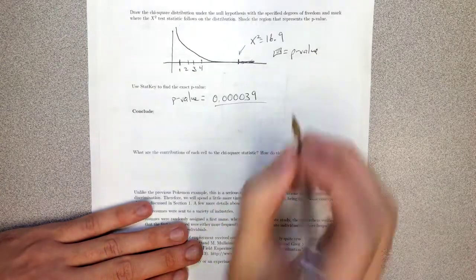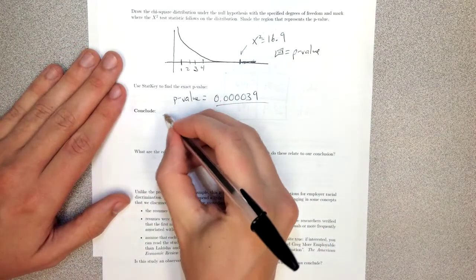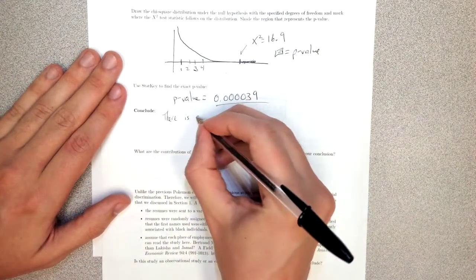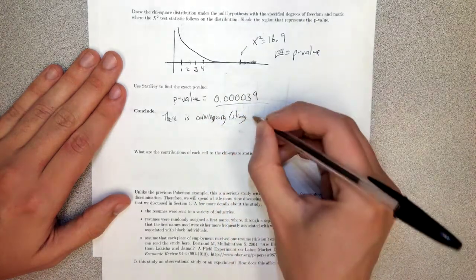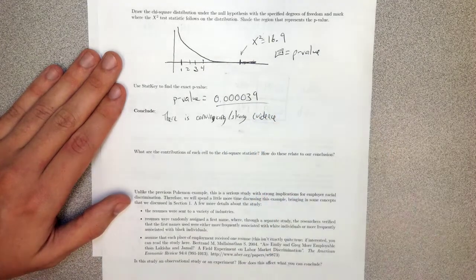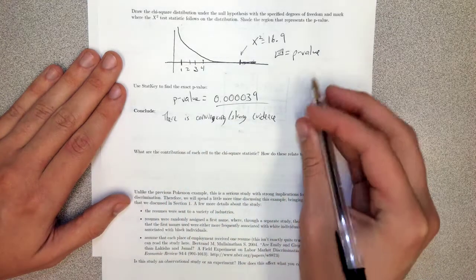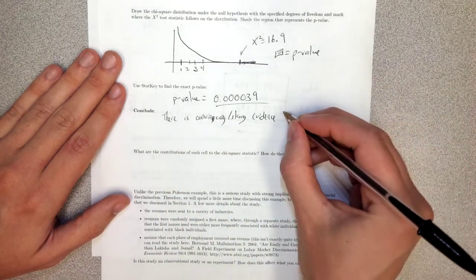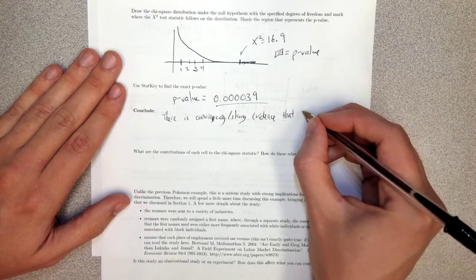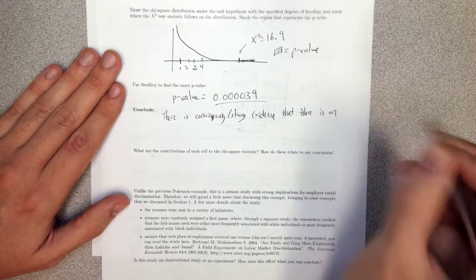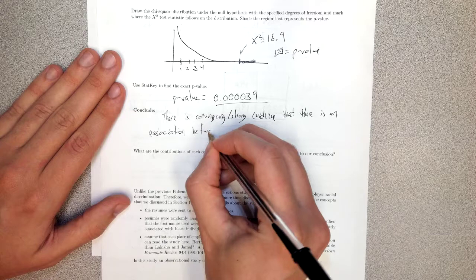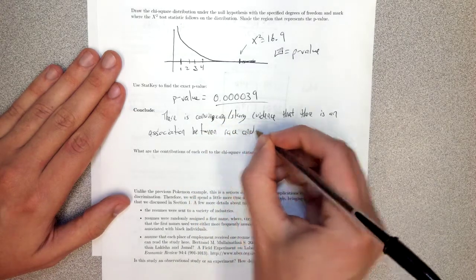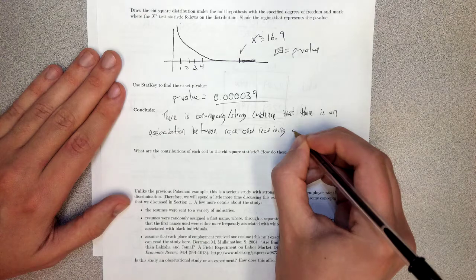Based on this p-value, using our scale of evidence, what we found is convincing or strong evidence. Using our format for reporting conclusions, we just want to state what the alternative hypothesis is in context of the problem. We found strong evidence that there is an association between race and receiving a callback.